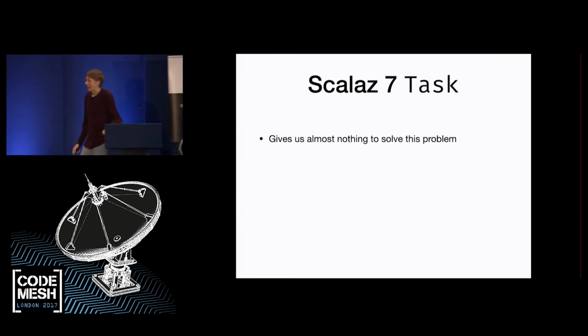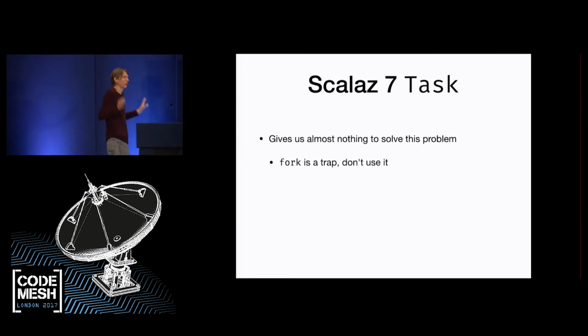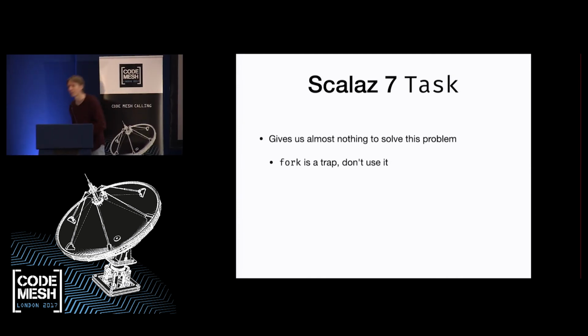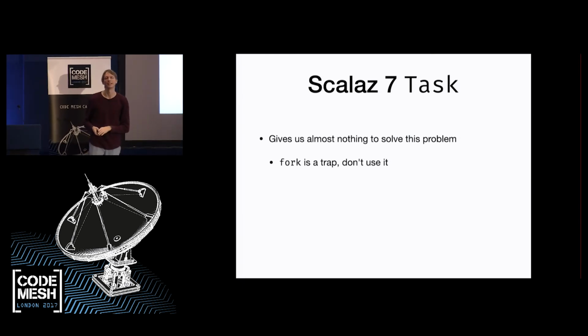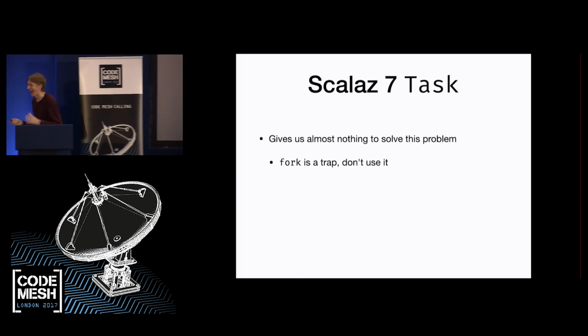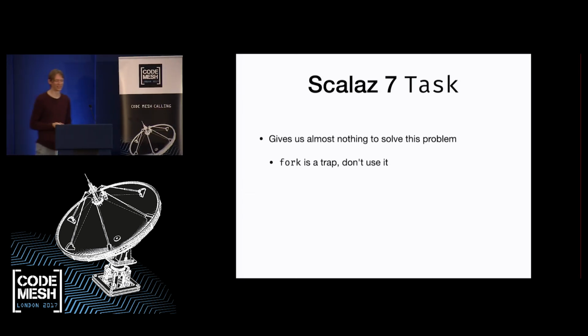Task does, even worse, give us a function which seems like it would solve this problem, because it's called fork, and it takes a thread pool as a parameter, and it doesn't work. It's literally a trap. It does not do the thing that you think it does. And so that's bad. It's worse than nothing.